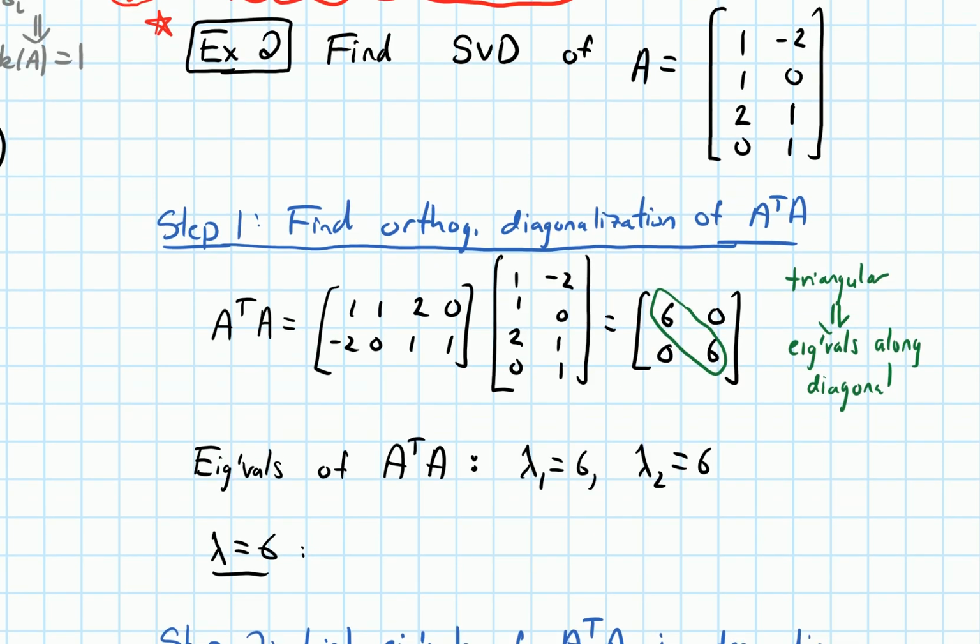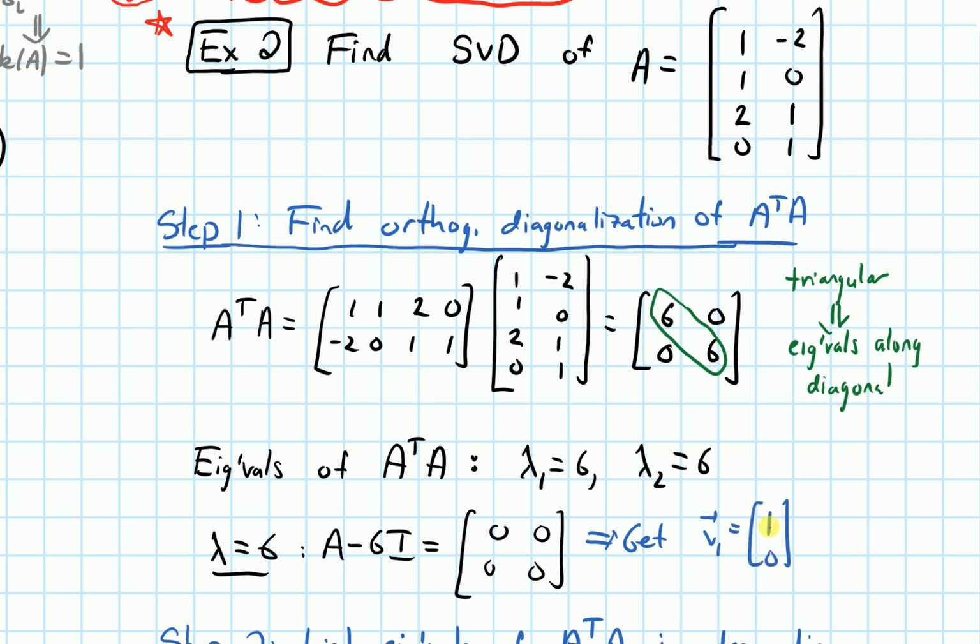For 6, we would form A minus 6I, but A minus 6I is just going to be 0, 0, 0, 0. So we have a matrix of all zeros, which means both x1 and x2 are free. So we end up getting 2 eigenvectors. One eigenvector, v1, is 1, 0, coming from the fact that x1 is free. And the other eigenvector, v2, would be 0, 1.